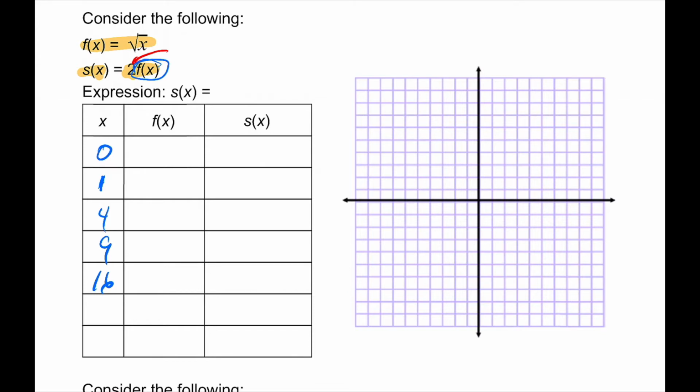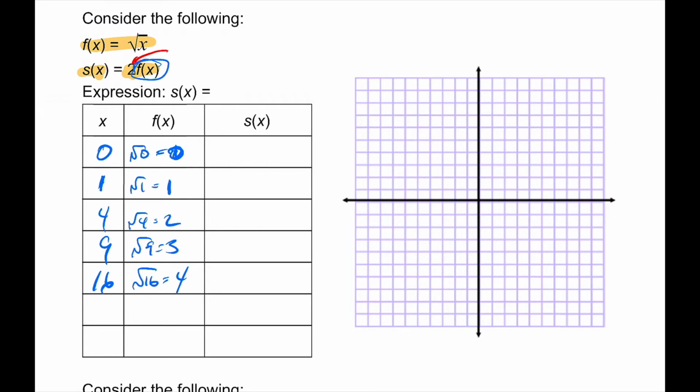So let's calculate f of x first. So that's going to be the square root of 0, which is 0. I'm jumping ahead. Square root of 1 is 1. Square root of 4 is 2. Square root of 9 is 3. And square root of 16 is 4.